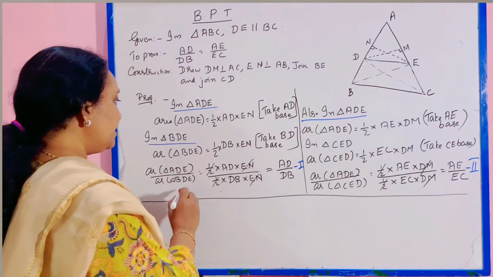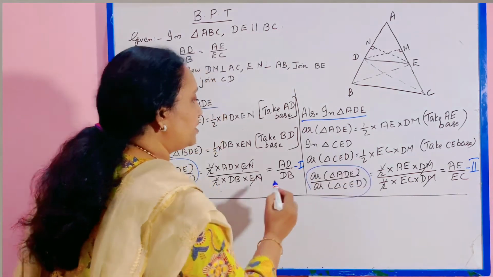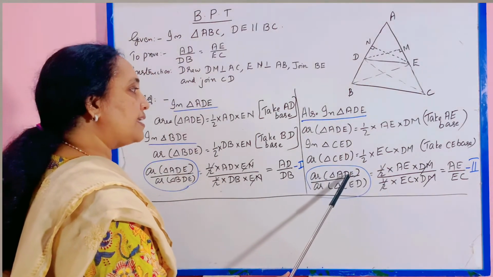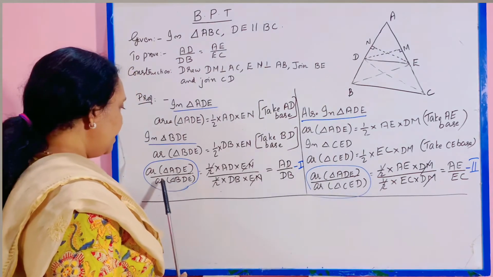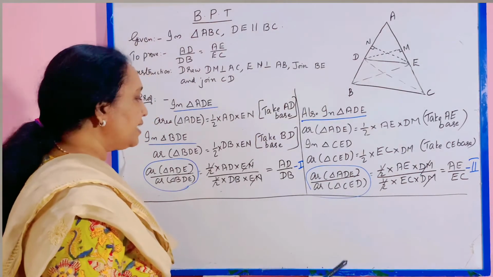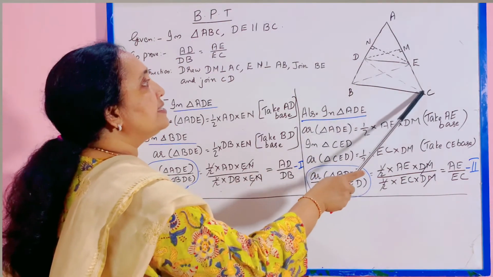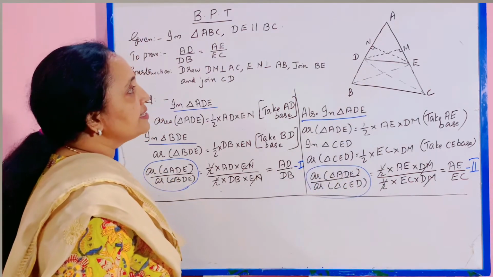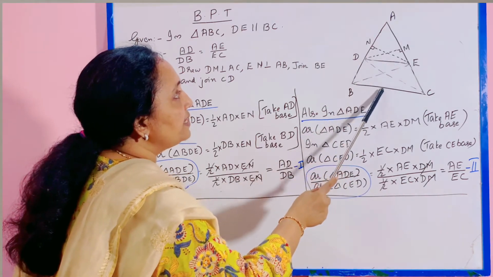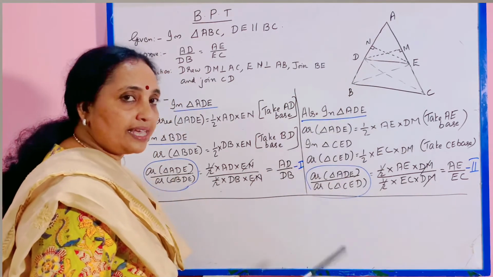So for proving that, you make this ratio equal to this ratio. Look at those. Here the area of triangle ADE, here also the same triangle, that means the same area. Here the area of triangle BDE, here the area of triangle CED. Is there any connection between BDE and CED? Look at the figure, BDE and CED. Those triangles have the same base DE, and they lie between the same parallels, DE and BC. That means they have the same area.